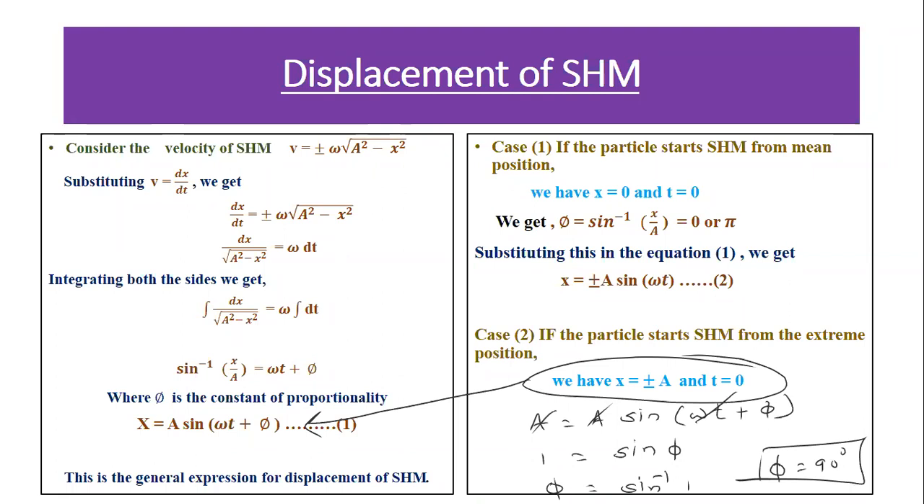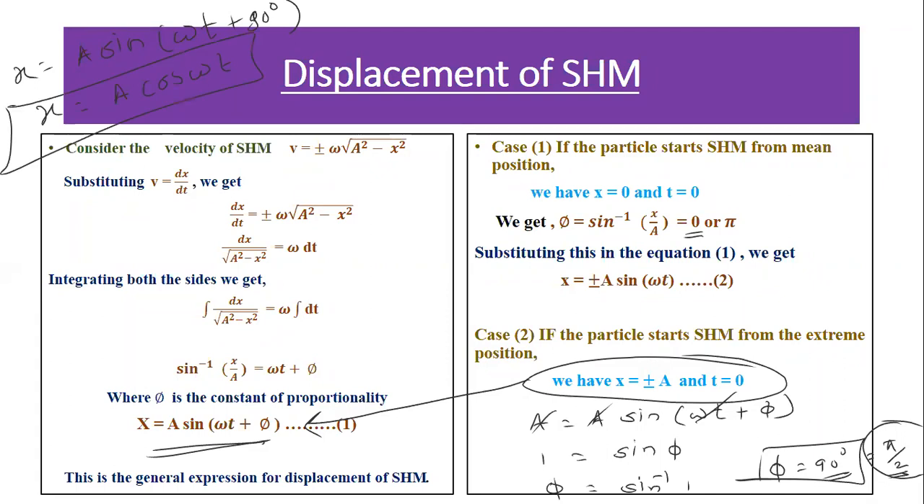So you remember here the phase. When particle is at mean, the phase is 0. But when particle is at extreme, the phase is 90. This phi is the phase basically, 90 or pi by 2 you can write. If I substitute this pi by 2 in equation number 1, then we get x is equal to a sine of omega t plus 90. Sine of theta plus 90 is cos theta. So we get the formula x is equal to a cos omega t.